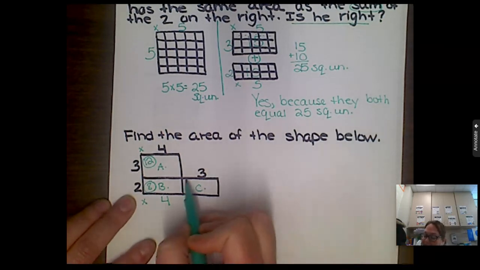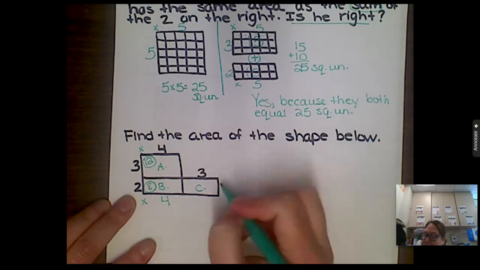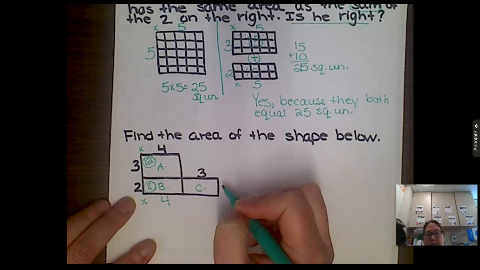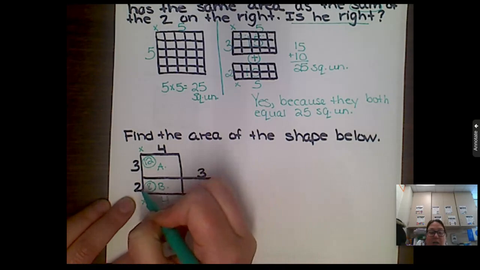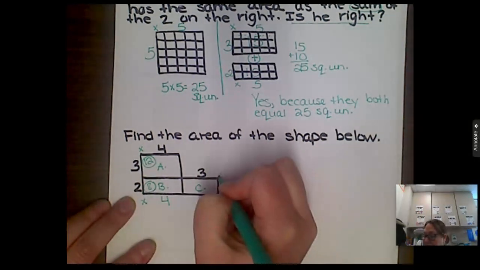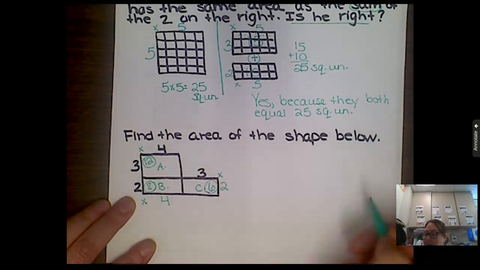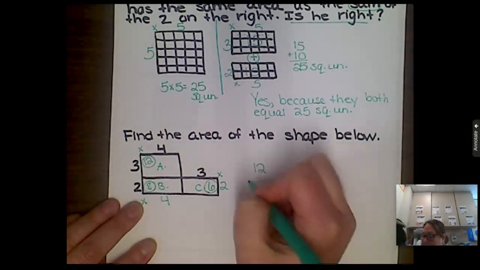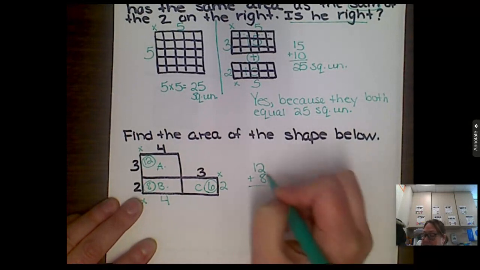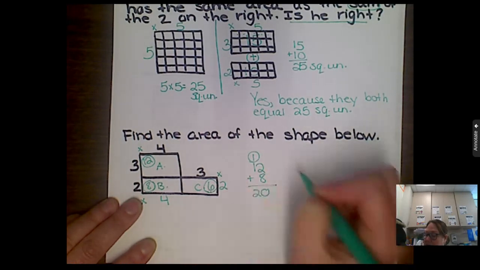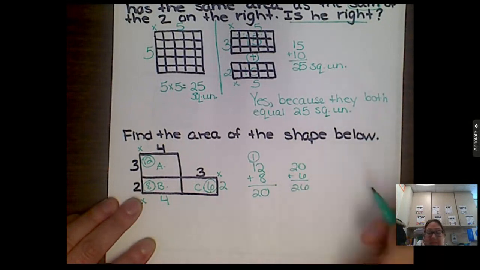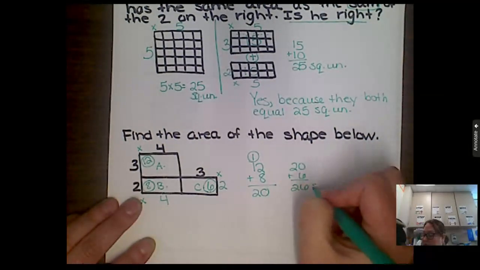So that's that one. Let's look for C. So for C, I know this one right here, but I don't know this one or this one. Is there any place in the picture I could look to find it? Right over here, right? Because in a rectangle, opposite sides are equal. So if this is 2, then this is 2. So 3 times 2 equals 6. So to find that total, I would have 12 plus 8. If I want to do those first, 2 plus 8 is 10. 0, carry the 1, 1 and 2. And then I would add that 6. So 20 plus 6 equals 26. And it doesn't give me a unit here, so it would just be square units.